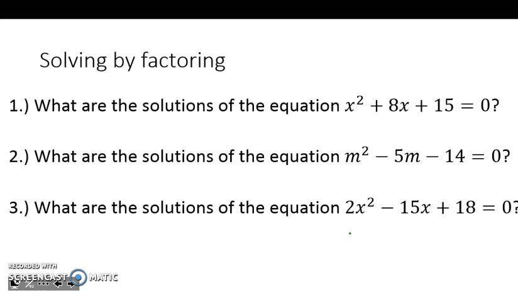So the first thing we're looking for is whether or not we can take something out. And we can't, because 2 is an even number and 15 is not, okay? So this is where we multiply 2 and 18 to get 36. So factors of 36 that add up to negative 15. Okay? So we need positive factors that add up to negative. So 1 and negative 36, negative 2 and negative 18, negative 3 and negative 12.